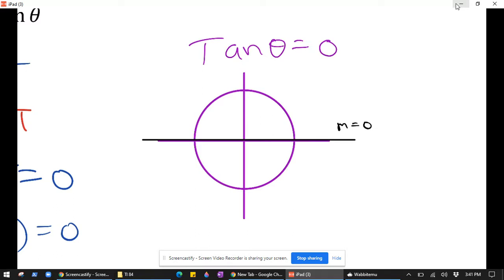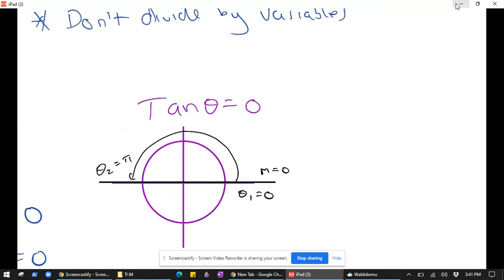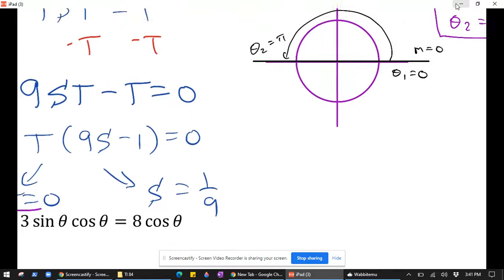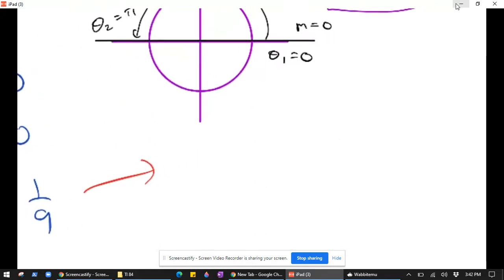Okay, so the angle that gets me there is clearly theta equals 0 radians, and then the next one is theta equals pi radians. Okay, so those are my answers. I didn't really need to use the calculator for that particular problem. So that implies that theta 1 is equal to 0 radians and theta 2 is equal to pi radians. Okay, the other set of answers is going to have to come from s equals 1/9. Remember, s was a stand-in for sine. This one we're going to need a calculator for.